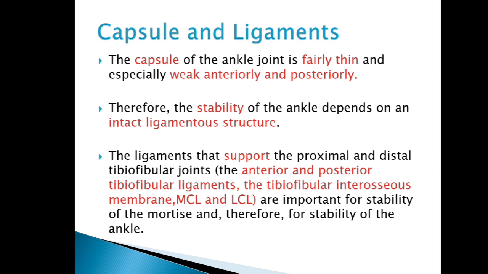The capsule is thin and weak anteriorly and posteriorly. So stability depends on the ligamentous structures, which support the proximal and distal tibiofibular joints: the anterior and posterior tibiofibular ligaments, the interosseous membrane, and the MCL and LCL. They are important for the stability of the capsule and motility.